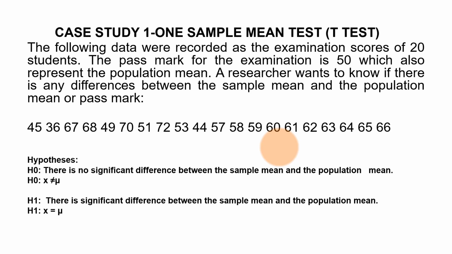So we have the hypotheses. We are not teaching statistics here. We have the null hypothesis, which says there is no significant difference between the sample mean and the population mean, while the alternative says there is a significant difference between the sample mean and the population mean.